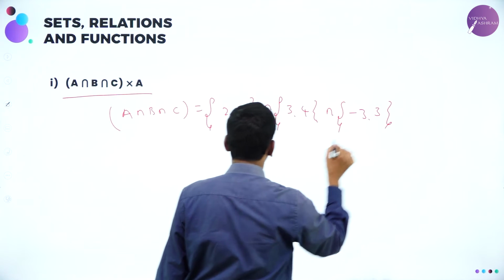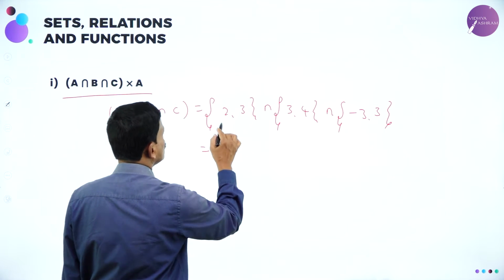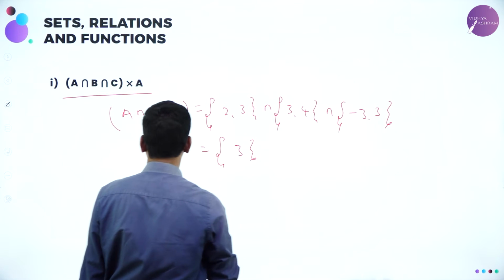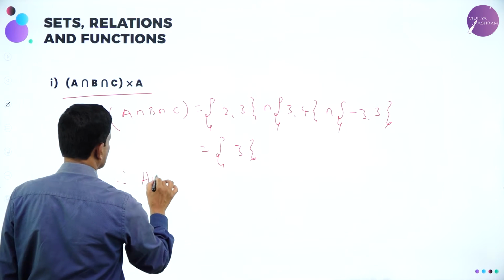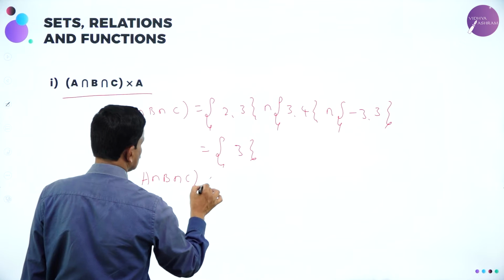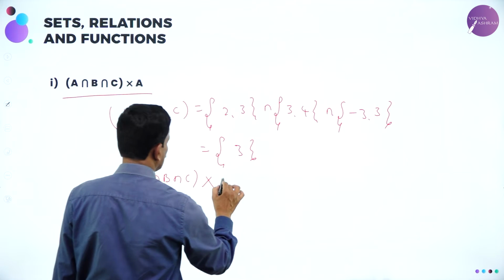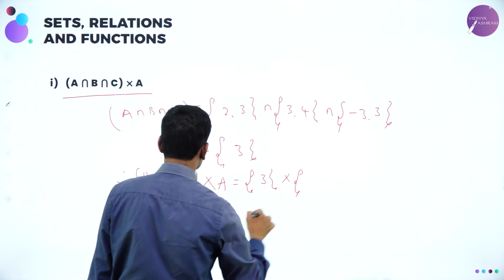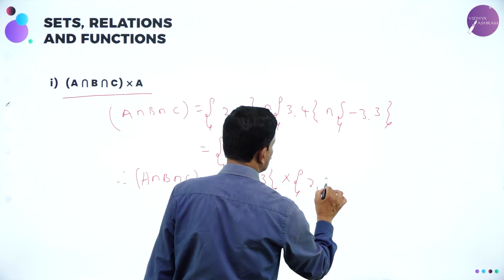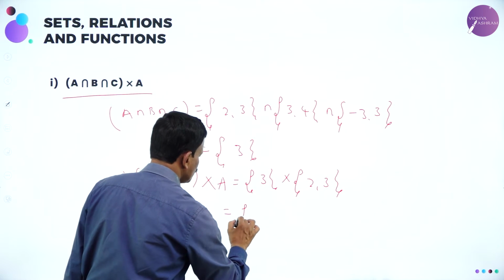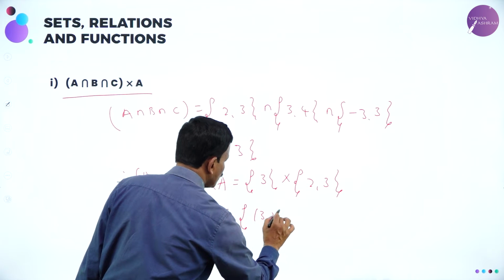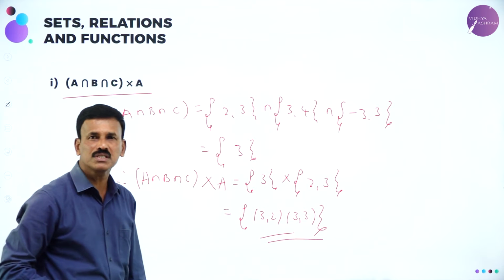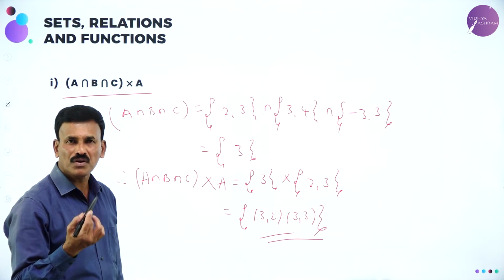Let us write the common elements. 3 is the common element. So (A ∩ B ∩ C) cross A is the set {3} cross A. Set A contains 2 and 3, so the Cartesian product is (3, 2) and (3, 3). That's it. (3, 2) and (3, 3) is the required answer. Hope you followed. Very simple.